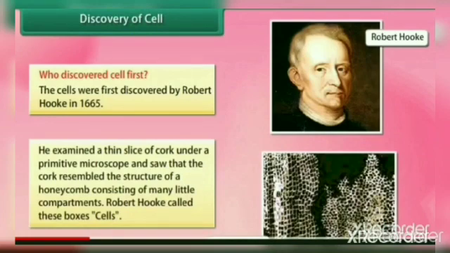He examined a thin slice of cork under a primitive microscope and saw that the cork resembled the structure of a honeycomb, consisting of many compartments. So Robert Hooke called these compartments cells.